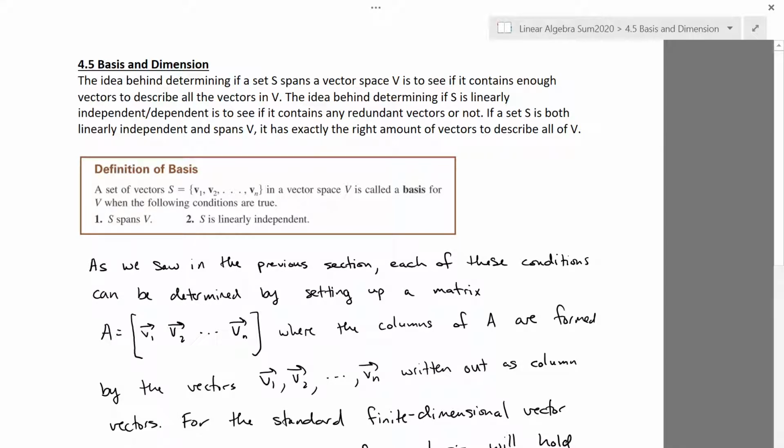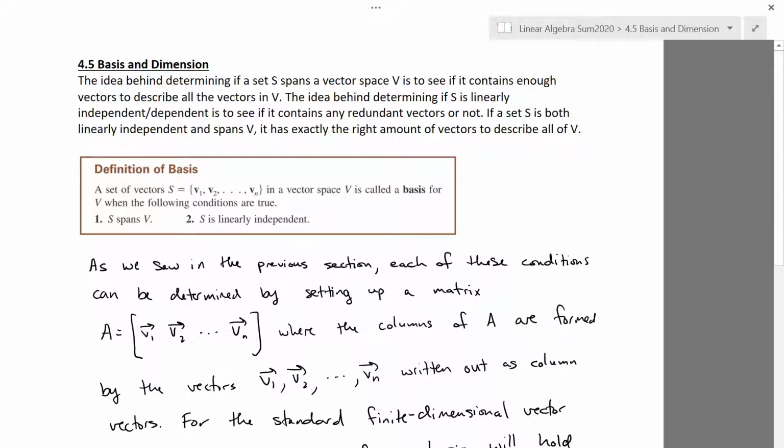And the idea behind determining if it's linearly independent or dependent is to see if the set contains any redundant vectors or not. So basically, if you combine these two concepts together, that would mean that this set S has exactly the right amount of vectors to describe all of the vectors in the vector space. And this brings us to our definition of a basis.